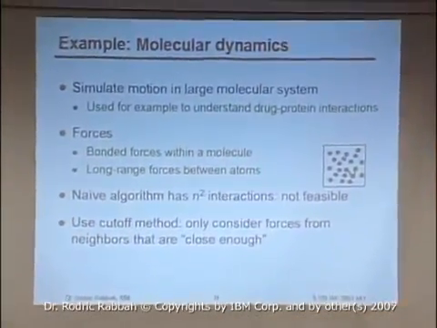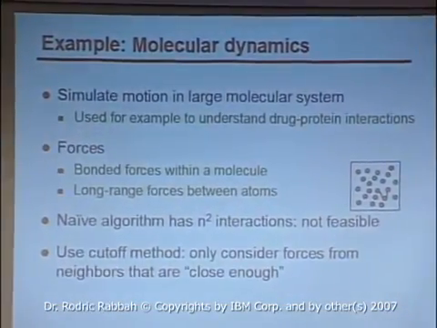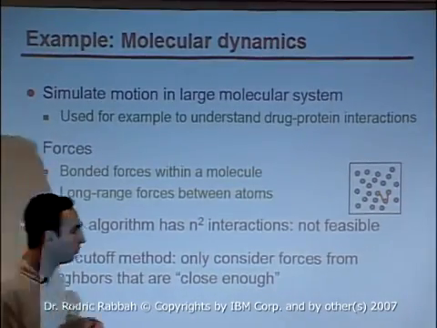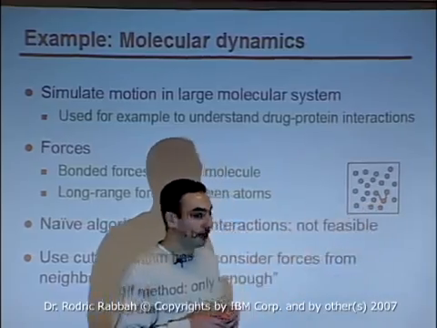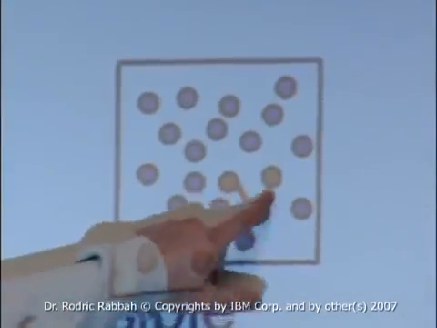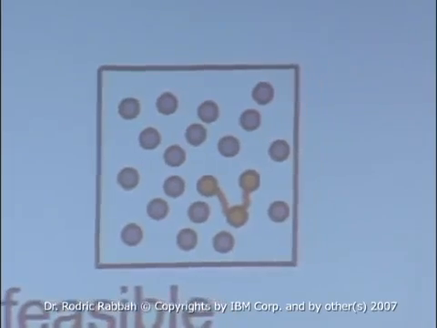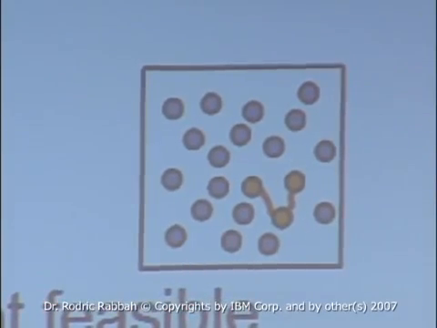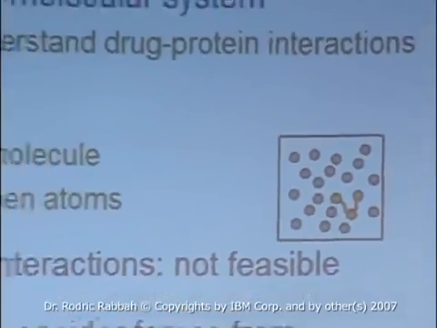So a simple example, a molecular dynamics simulator. What you're trying to do is you have some space of molecules, which I'm just going to represent in 2D. And let's say I have water molecules, and I have some protein that I'm trying to understand how the different atoms in that molecule are moving around, so that I can determine the shape of the protein.